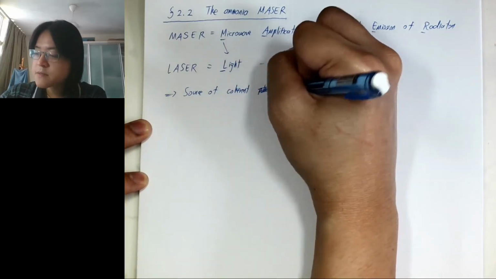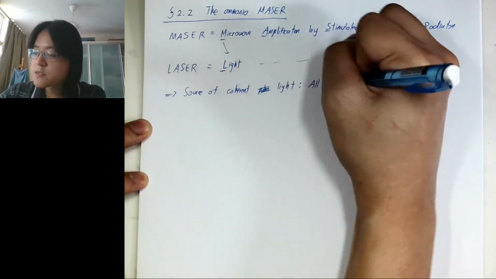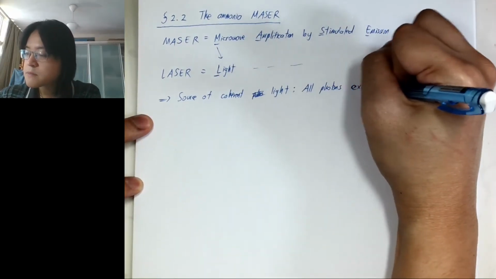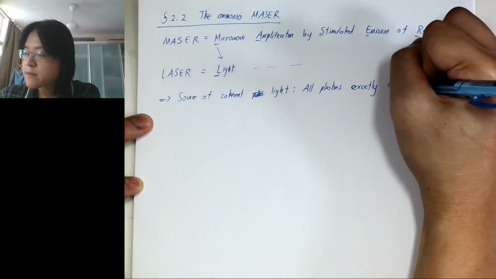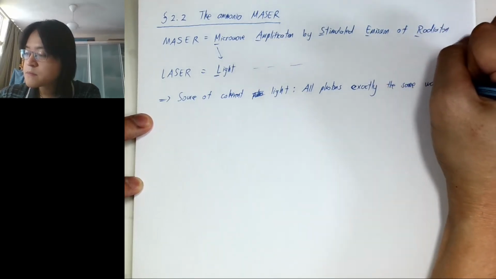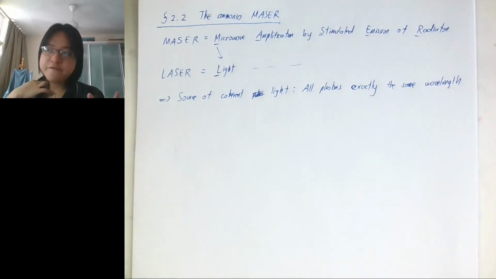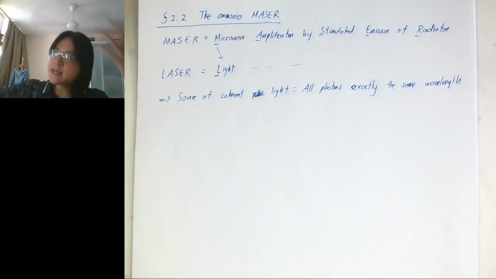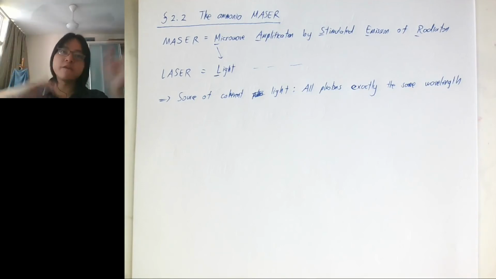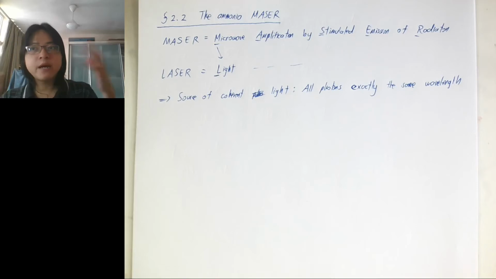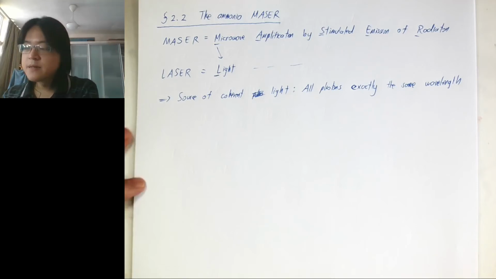Let's say coherent light. Coherent light means all photons have exactly the same wavelength. That is not very easy to achieve, because with a normal light source you get light, sure, but it is always a mixture of different wavelengths. If you want exactly the same wavelength in the whole light, that is not very easy. So this is the main experimental challenge: how do we get laser light?